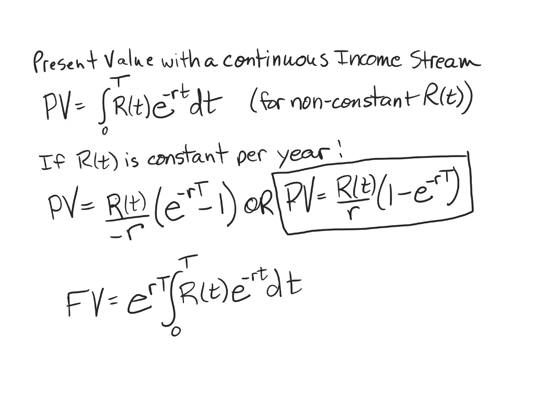Do you recognize this right here? That is your present value integral. So what you're actually doing to find the future value is finding the present value integral times e to the r t. Pretty cool, huh?